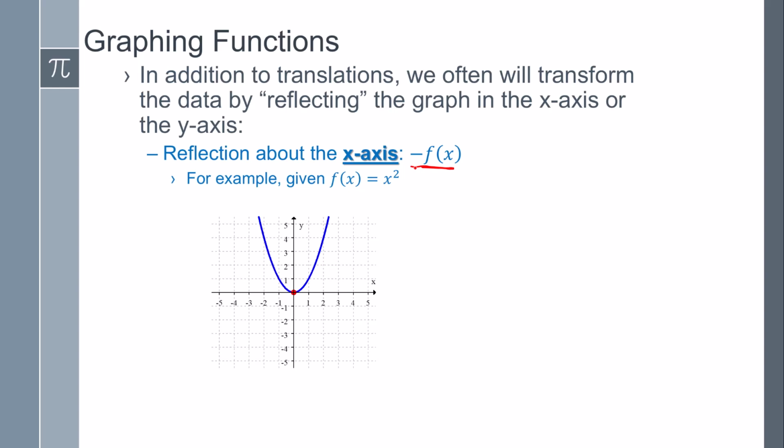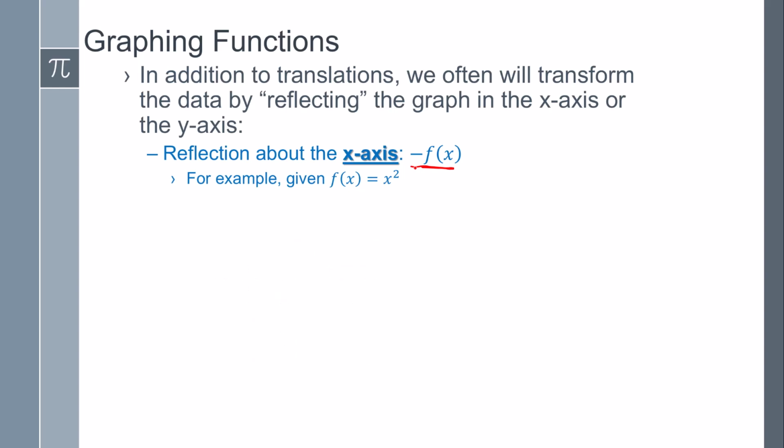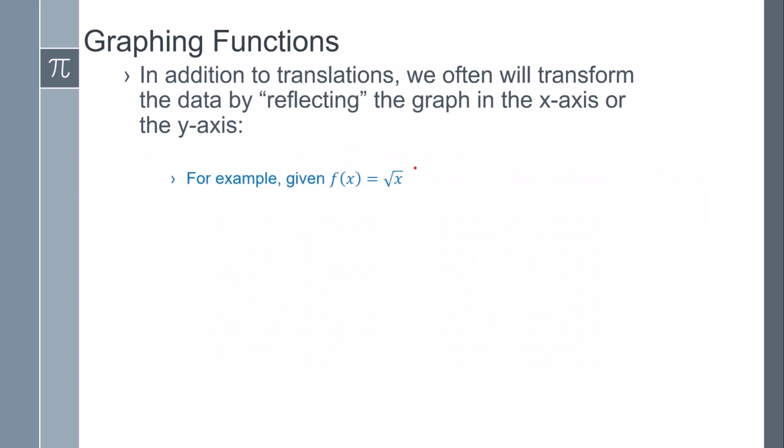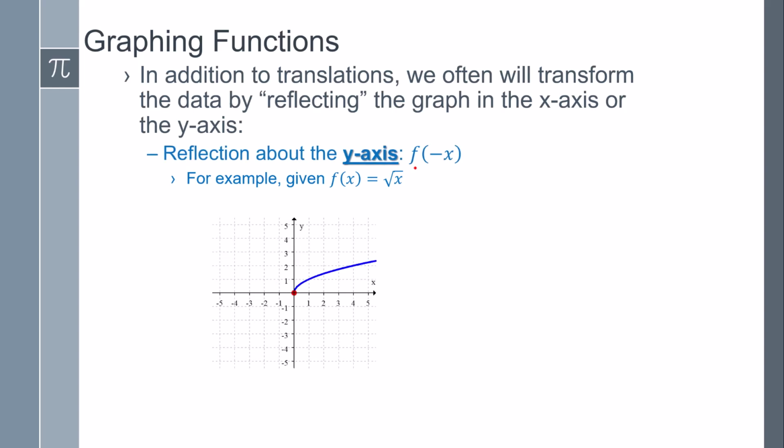So in this example, f of x equals x squared, if I had a negative in front of it, so instead I have negative x squared, what that negative implies is that your parent graph is going to reflect over the x-axis, and from there, if you have any other transformations, you would then apply that transformation. So now let's look at what a graph looks like when we want to reflect over the y-axis.